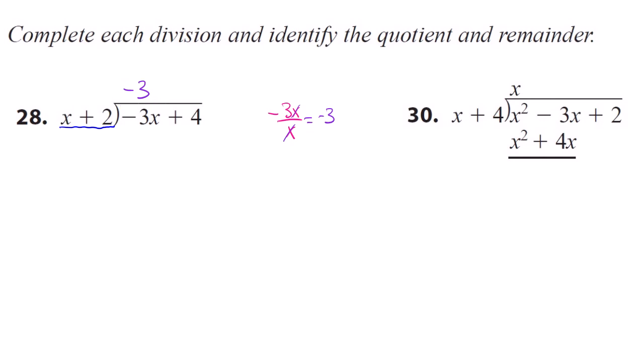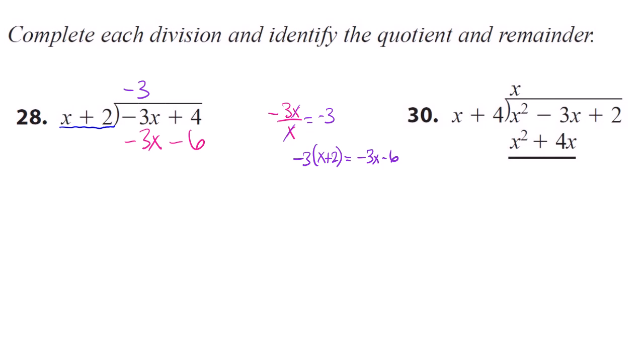And then just like with long division with numbers, we multiply the number that we just got by our divisor. So we do negative 3 times x, and we get negative 3x. And then we do negative 3 times 2, and we get negative 6. So we distribute the negative 3 to each of the terms in x plus 2, and we get negative 3x minus 6.